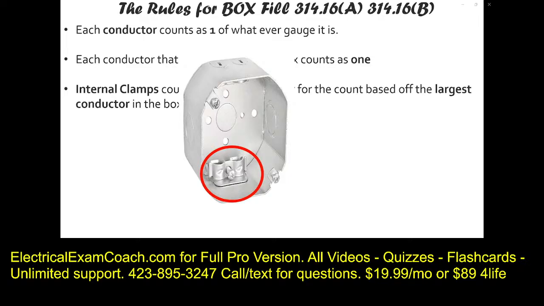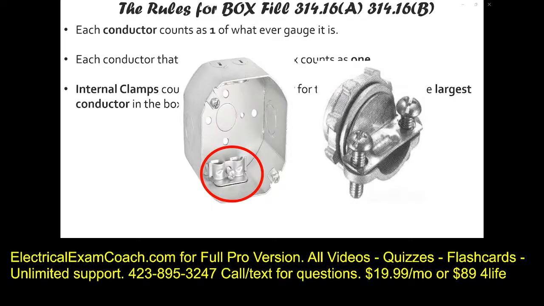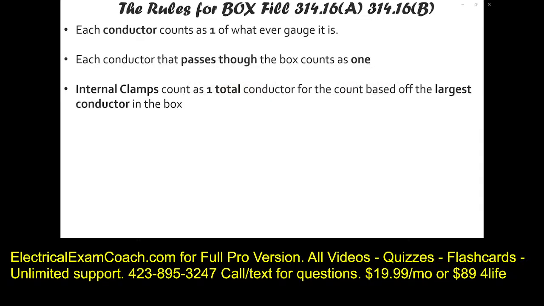What this code is stating is it doesn't matter if I have 1 or 5 of these clamps, we're only going to count it as 1, and it's going to be grouped with whatever the largest conductor is in the box. Meaning if I have 12 and 10-gauge conductors inside that box, this internal clamp would count as 1 10-gauge conductor. All of the fittings we're going to convert over to conductors, then the conductors we're going to convert over to the cubic inches, and you'll know more of what that means as we go through this lesson. This is an external clamp because the clamping mechanism is on the outside of the box, and we don't have to count those at all for box fill purposes.